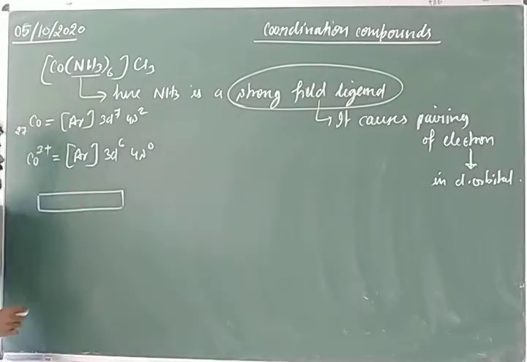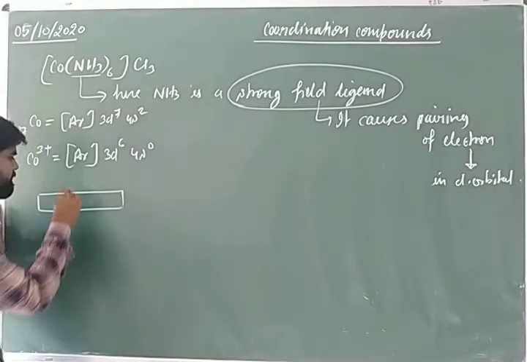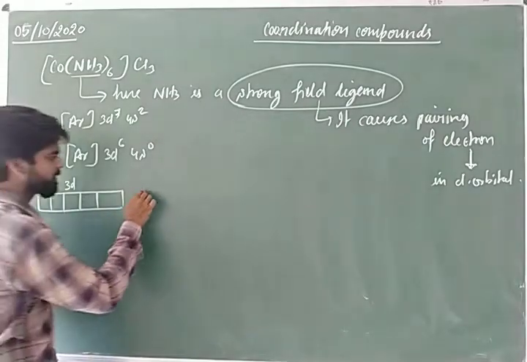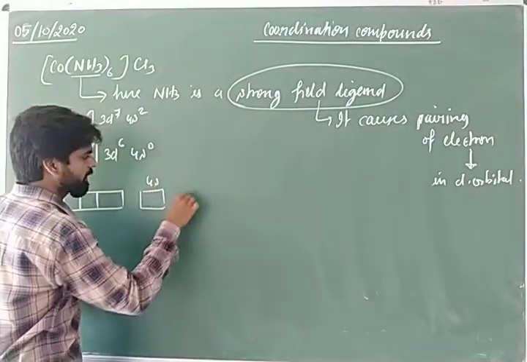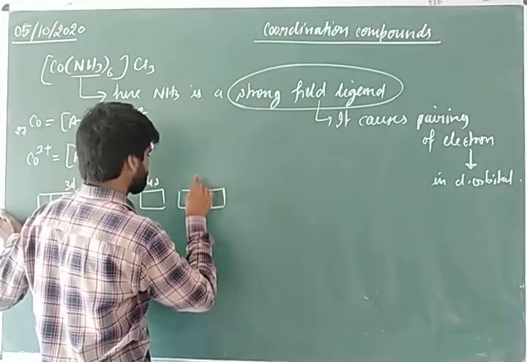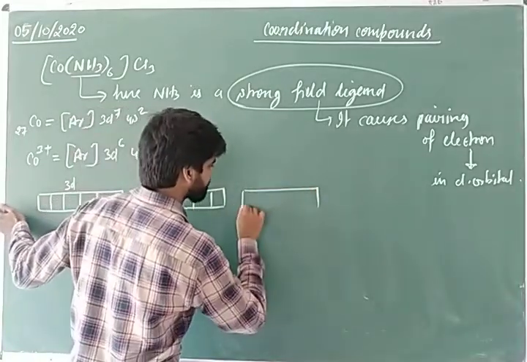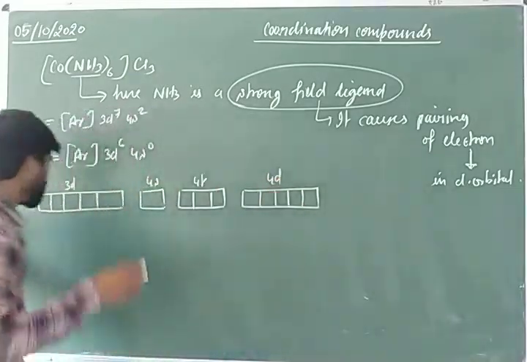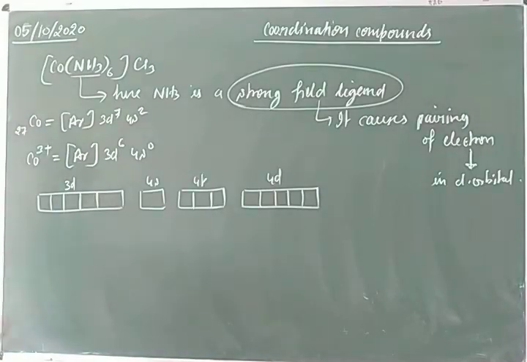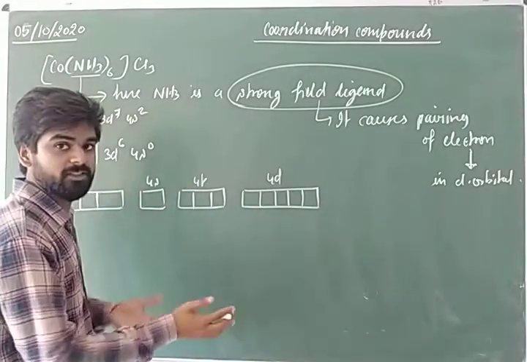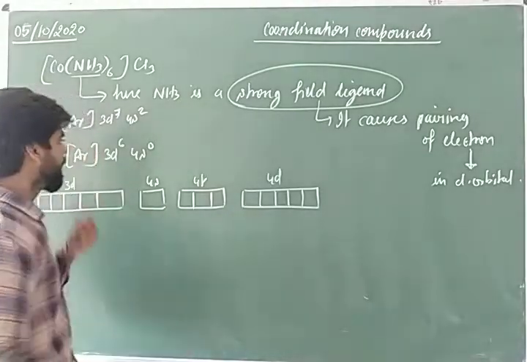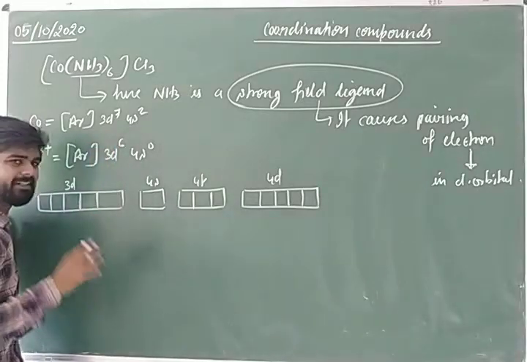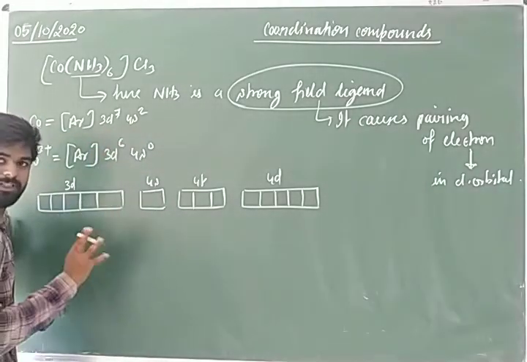So students, now make orbitals for getting the hybridization of this complex. First is 3d, which has 5 orbitals, then 4s, then 4p, and then 4d. If somebody asks you how to find the hybridization, first of all you draw the orbitals like this, and then you see that the 3d orbital contains 6 electrons.